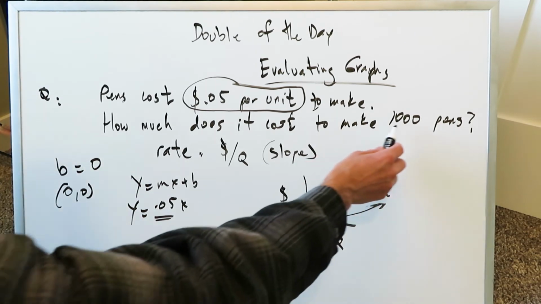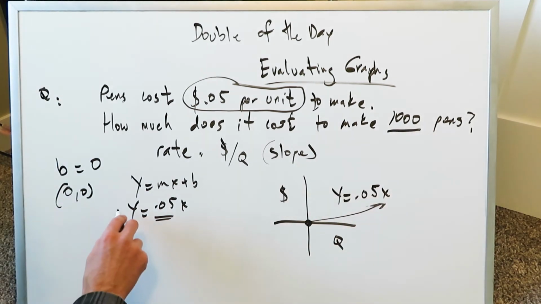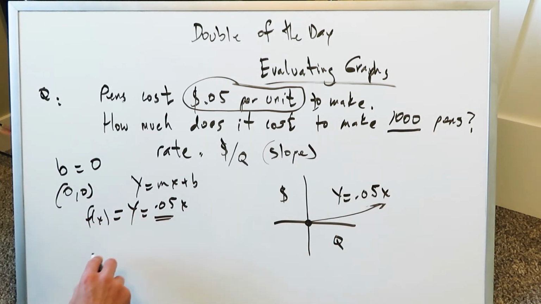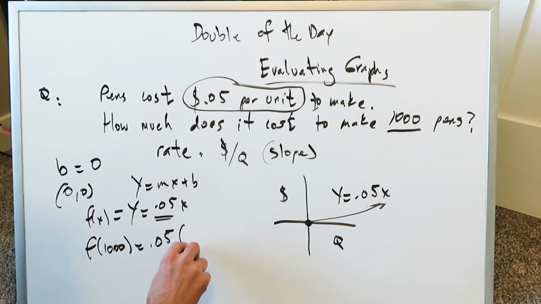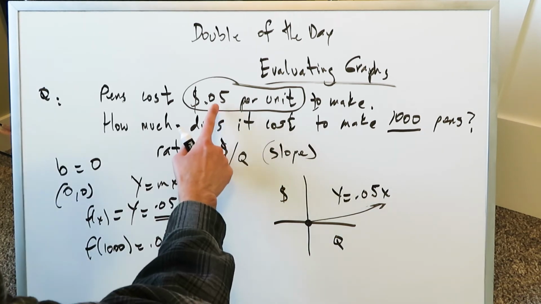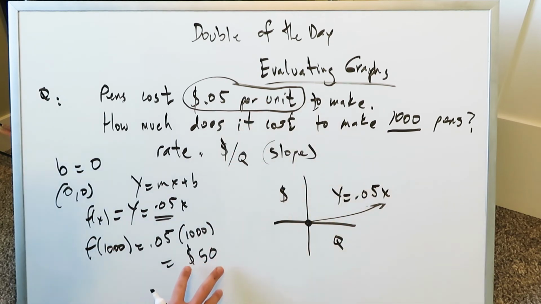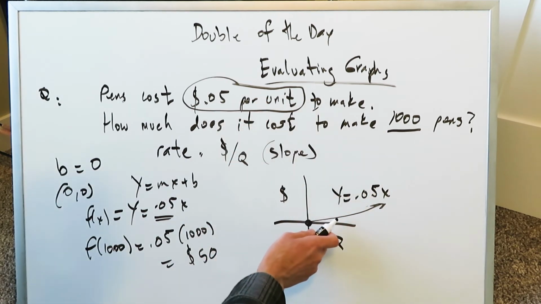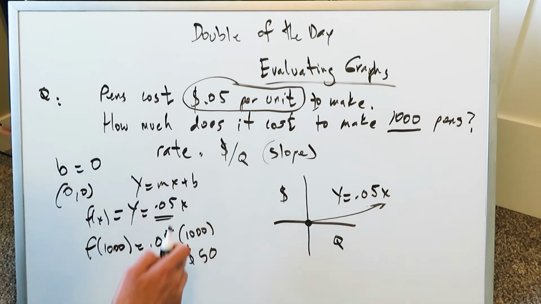Now how do you find the cost of 1000 pens? All of this is equal to f of x. So you're really doing f of 1000 is equal to 0.05 times 1000. You multiply 0.05 and 1000, you can just move 3 decimal places, 1, 2, 3, and it'll cost you $50. And that'll be your answer. The pens cost 5 cents per unit. To make 1000 pens, it costs you $50, and we've done it by means of evaluating a graph, and we've done it by means of linear.